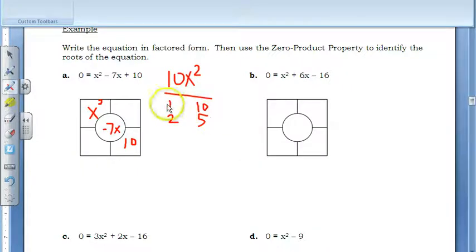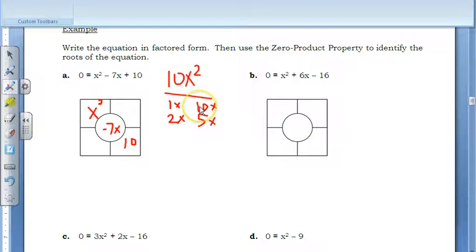I mean, obviously I could have a negative 1 and a negative 10, and a negative 2 and a negative 5, because the two negatives would make a positive. And so really I should have x's here, because 1x and 10x makes 10x squared, 2x and 5x makes 10x squared. So we're going to look at one of these two pairs to go in these two boxes.